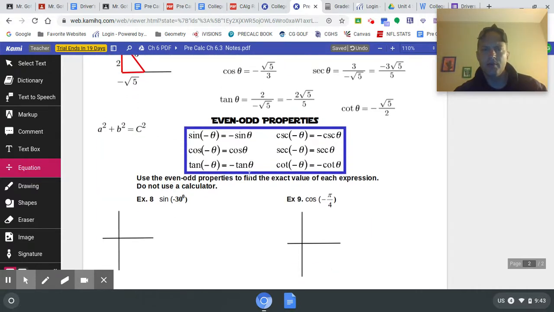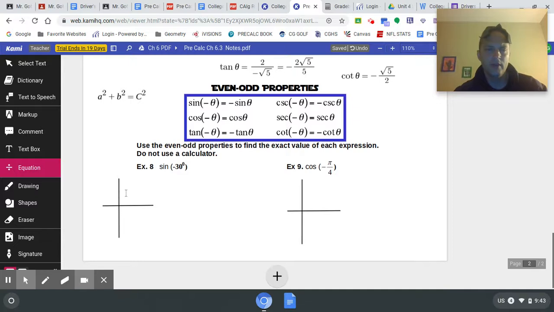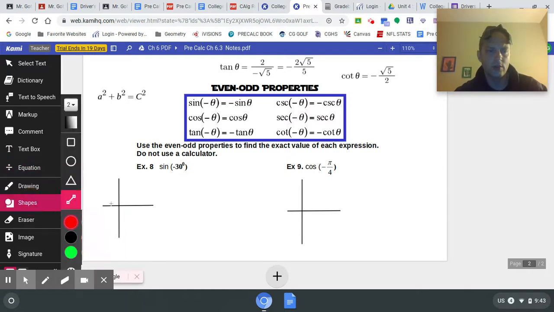Over here, even and odd properties, I don't even worry about. You can look through those. It's just, in my opinion, easier to draw the triangle. So sine of negative 30: up here it says the sine of negative 30 is just the opposite of the sine of 30. So if you want to do the sine of 30 and just put a negative in front, you could. For me, I just think it's easy to say, let's just draw our triangle.